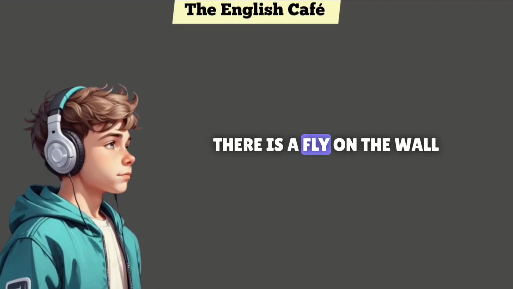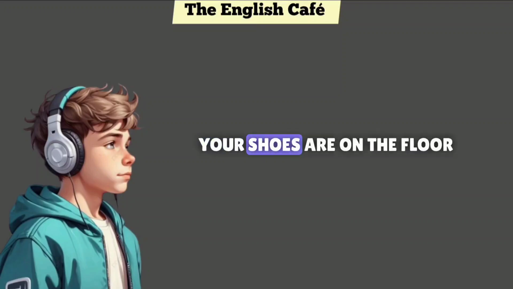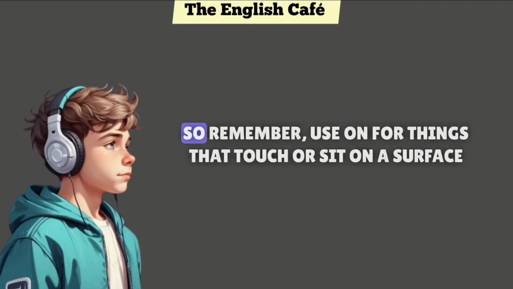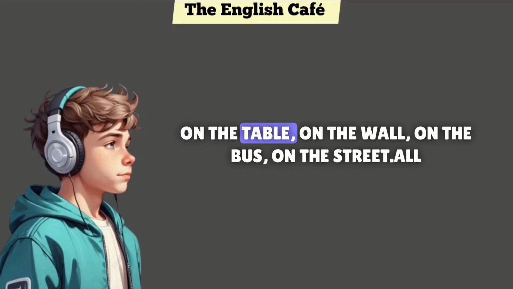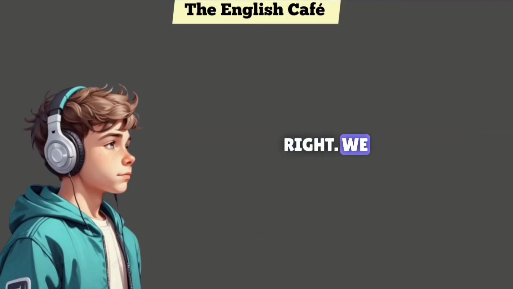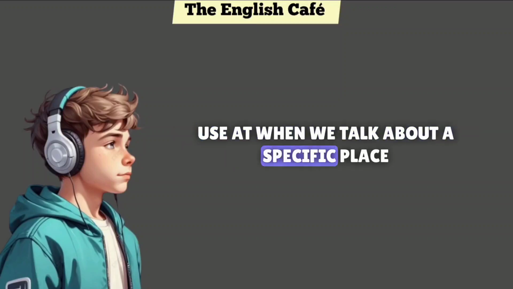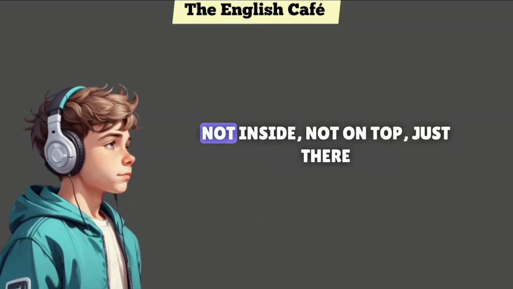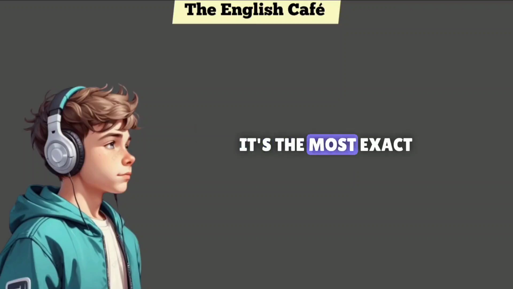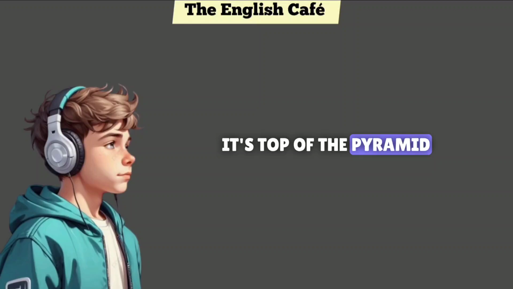There is a fly on the wall. Your shoes are on the floor. So remember, use on for things that touch or sit on a surface. On the table. On the wall. On the bus. On the street. Alright. We use at when we talk about a specific place. Not inside, not on top, just there. It's the most exact. Okay. It's top of the pyramid.